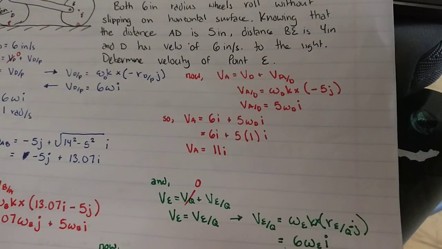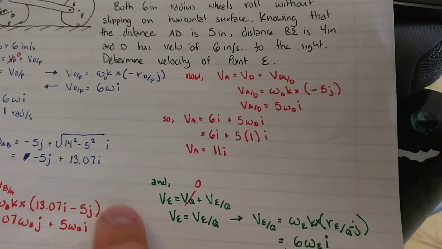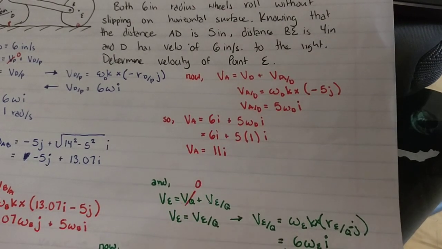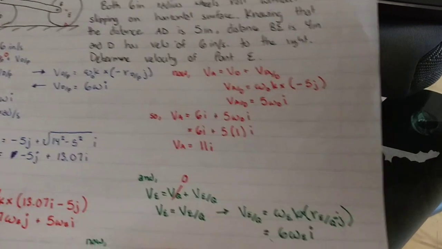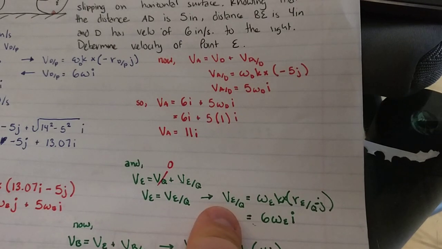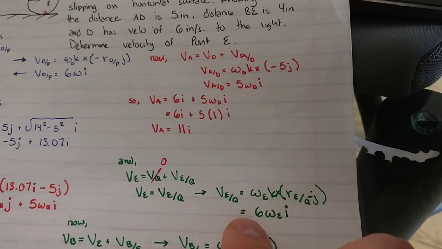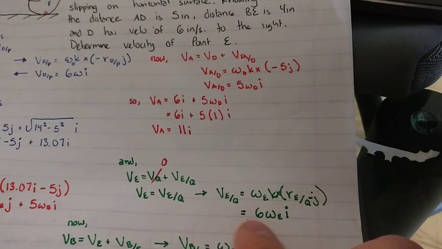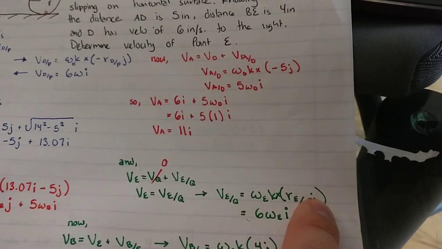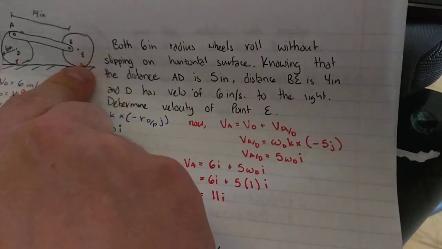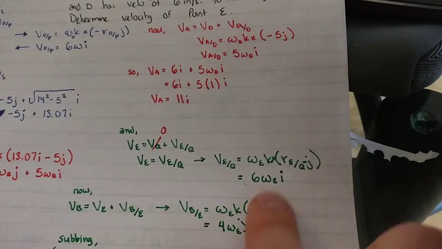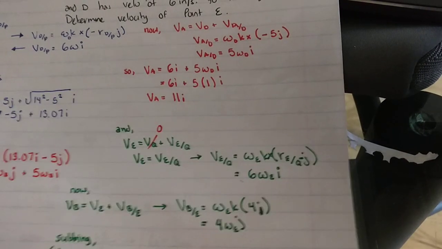Now we know that the velocity of E is going to be the velocity at Q and the velocity of E to Q, so that's going to be 0, and then that's going to equal omega k cross the radius distance, so that's going to be 6 omega i. And that will have a negative j component because remember we're going from E to Q, so that's going to be a negative j, and k cross negative j is going to be a positive i.